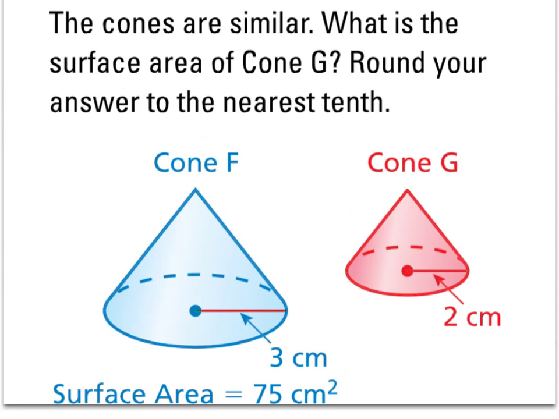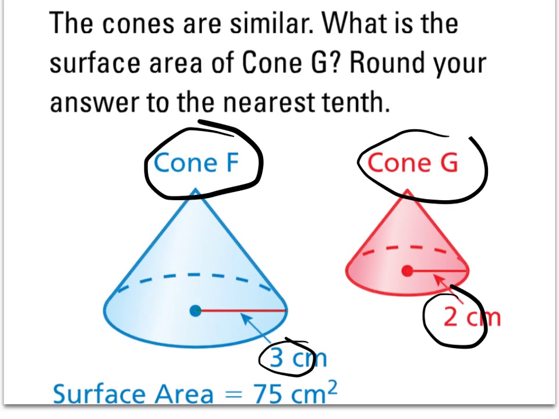And your last practice problem, this one's a surface area. You're given the radius for both of them. This one's 3 and this one's 2. And you're given the surface area of F. You need to find the surface area of G. This is a little tougher. Give it a shot, and we'll see how we do tomorrow.